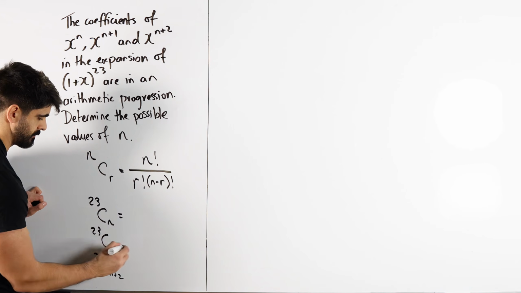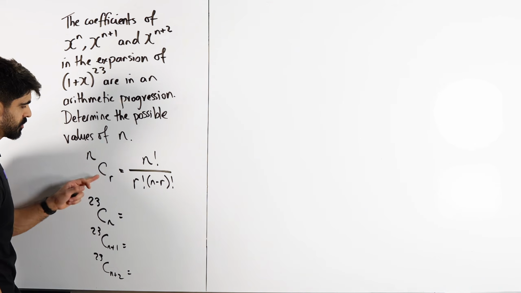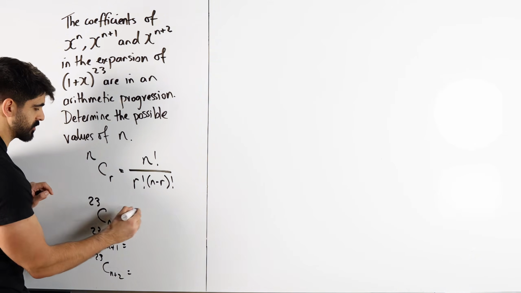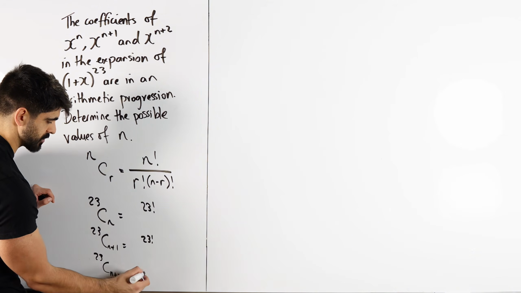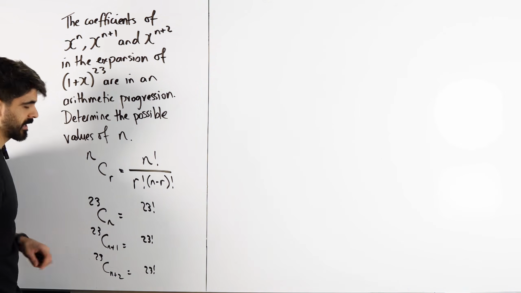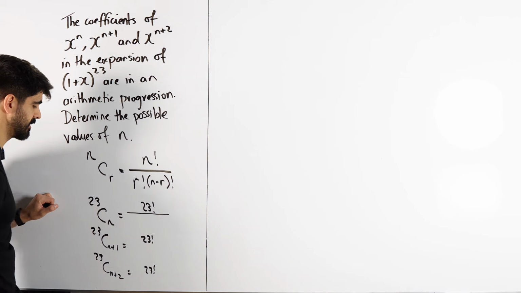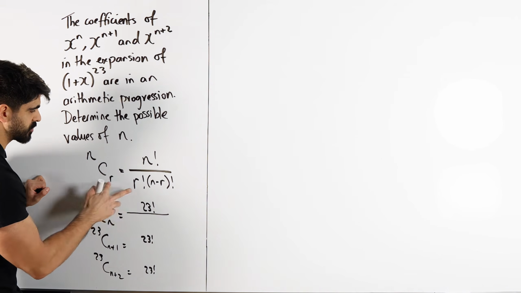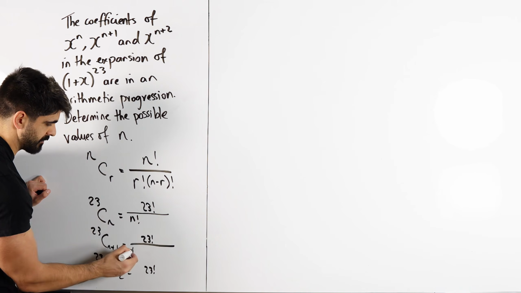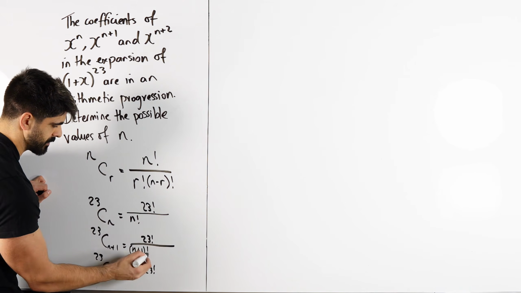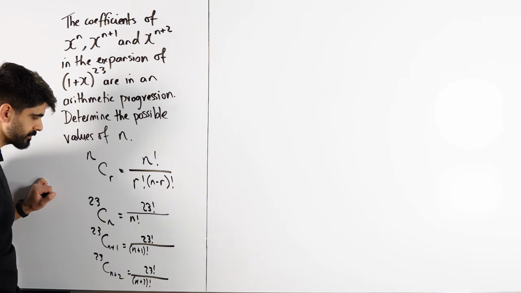All right. 23 choose n, 23 factorial. In fact, all of them are going to have 23 factorial on the top. Okay, I'll write it a bit bigger over there. Just want to try and save some space out here. Then it's r factorial. These are always the same, so we'll have n factorial. Here we're going to have n plus 1 factorial. And here we're going to have n plus 2 factorial.